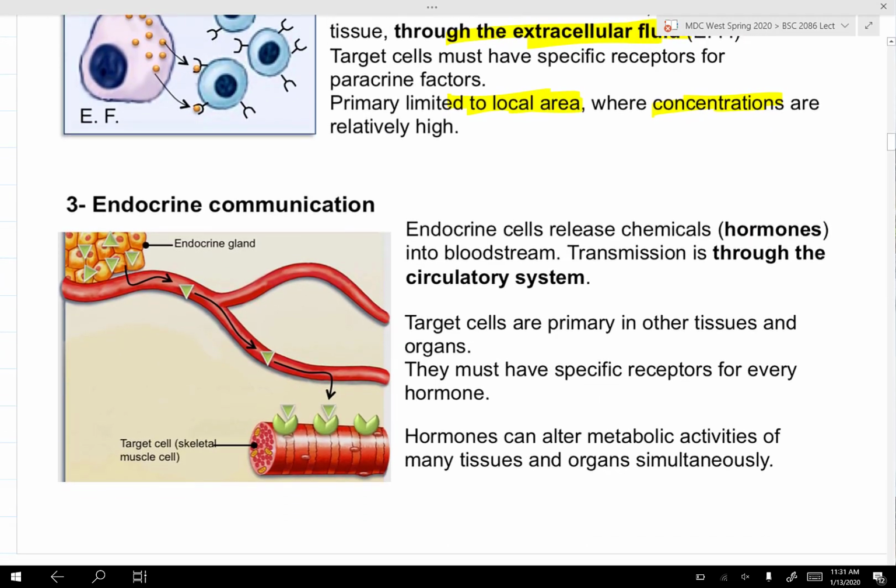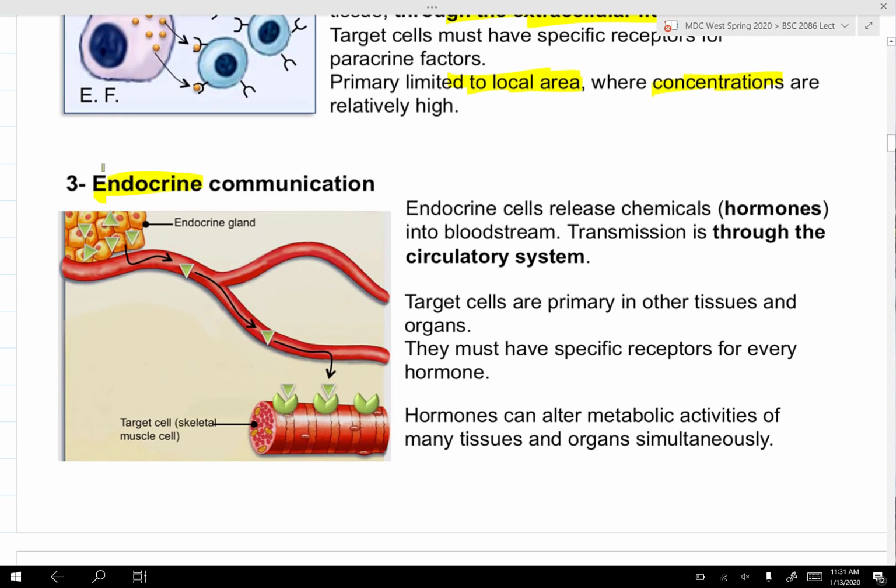The next communication is endocrine, and this is the most common communication, hence the name endocrine system, right? Endo means inside, crine means gland. So endocrine communication is pretty much the release of chemicals, and these chemicals are known as what? Hormones. These hormones will be secreted. Any endocrine communication is secreted into what?